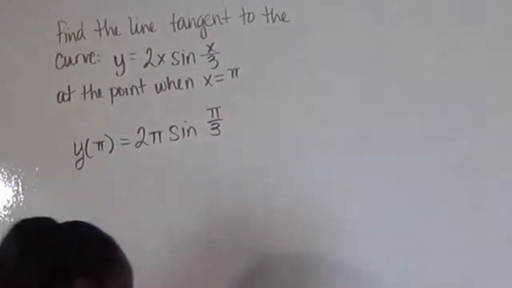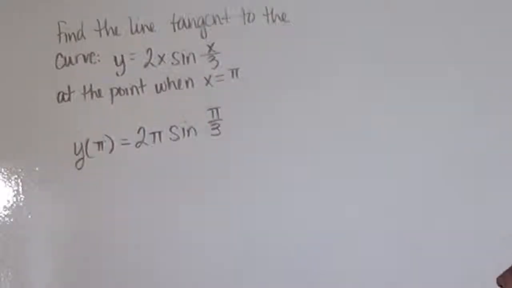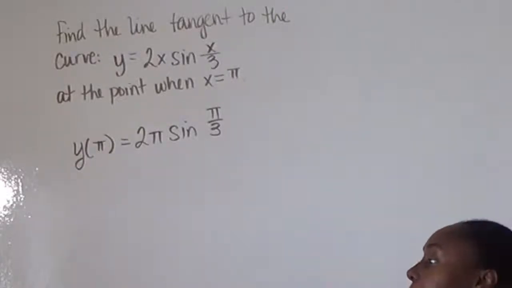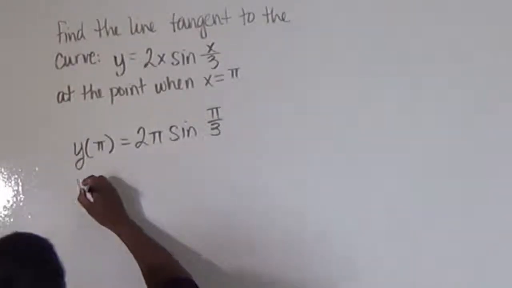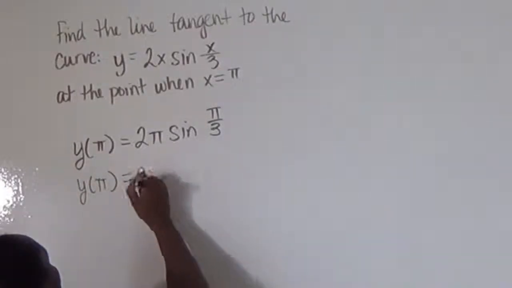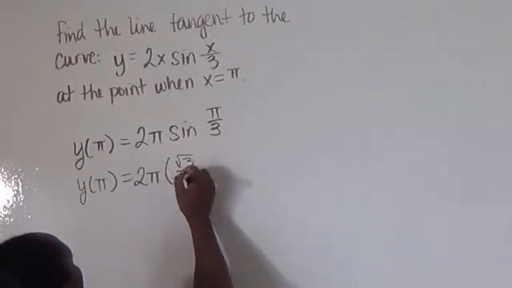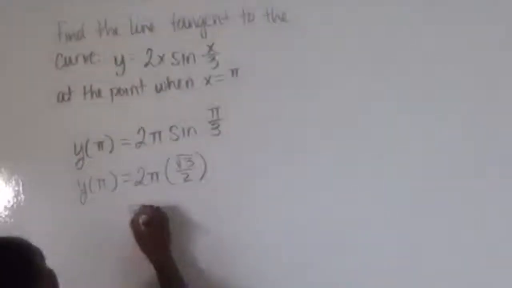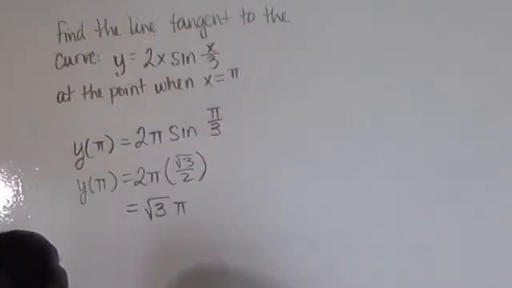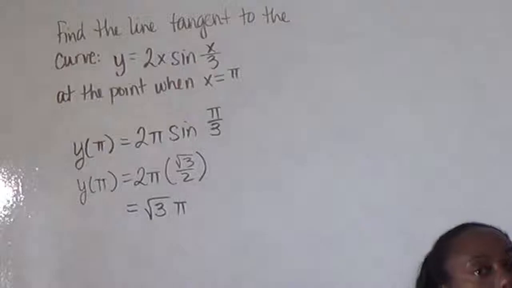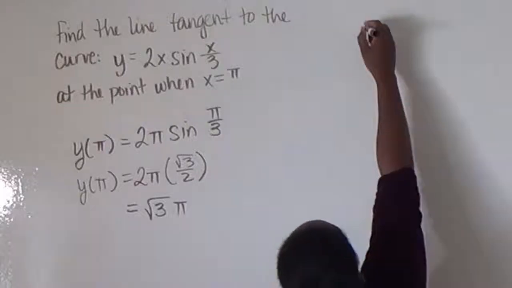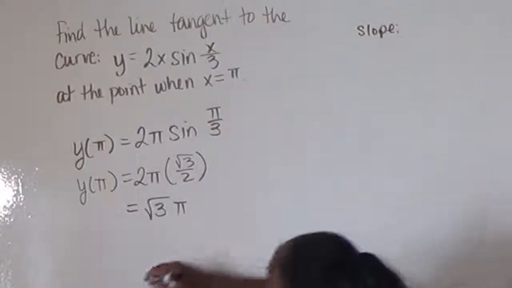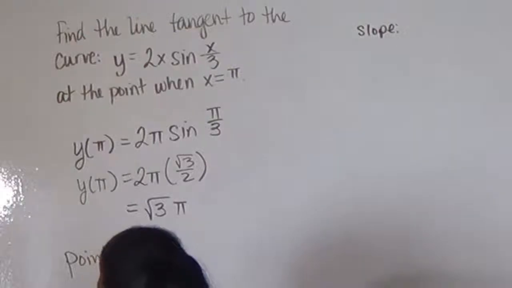3. Okay? And if you recall from your trig, when x is pi over 3, the y value is going to be square root 3 over 2. So here we're looking at y of pi is going to be 2 pi times the square root of 3 over 2. Simplifying, our 2's will cancel out, and we get root 3 pi. So that's the y value of the point we're going to use. Okay? So now we just need to get our slope. Okay? So here, our point we're going to need is pi, comma, root 3 pi.